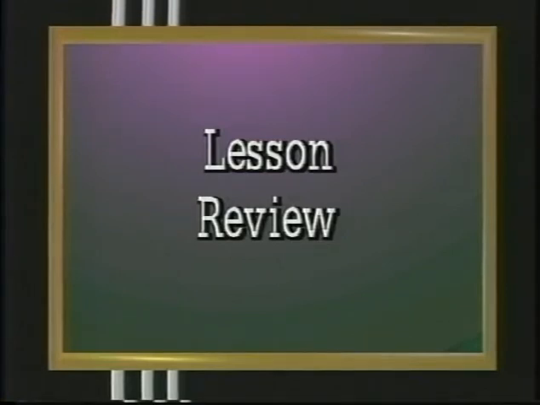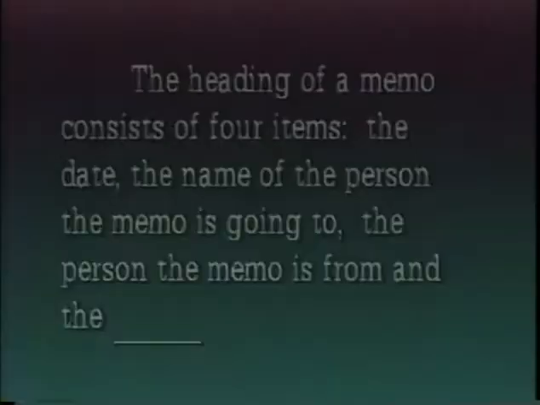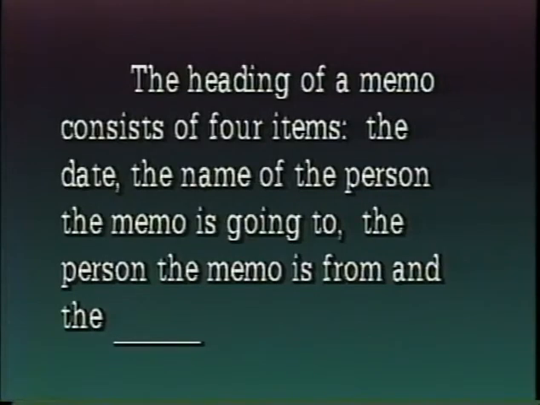Fill in the blank to complete the following sentences. The heading of a memo consists of four items: the date, the name of the person the memo is going to, the person the memo is from, and the subject. The subject of the memo should be included in the heading.